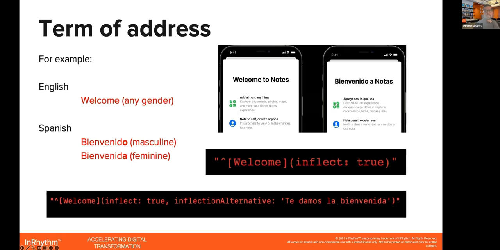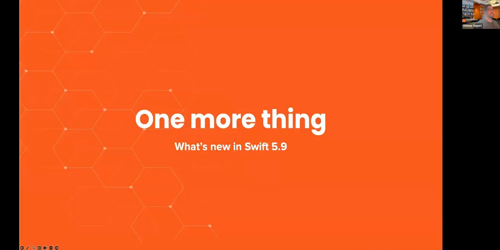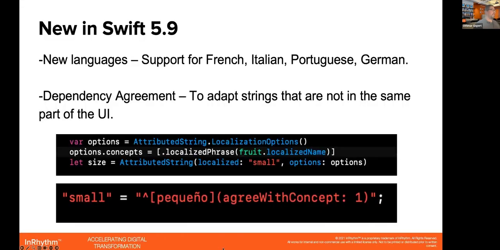But yeah, now the last thing is what is new with Swift 5.9. So we have new languages supported. Now we have French, Italian, Portuguese, and German. I mean, plus Spanish that was already there. We have a dependency agreement. This is cool because now, what if you have to modify some other labels in your same view, but those are not in the same string, right?